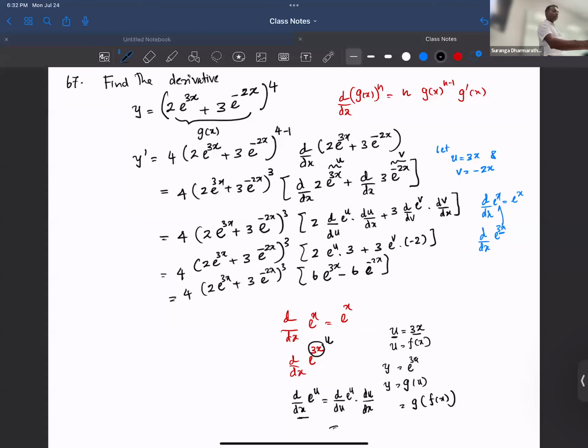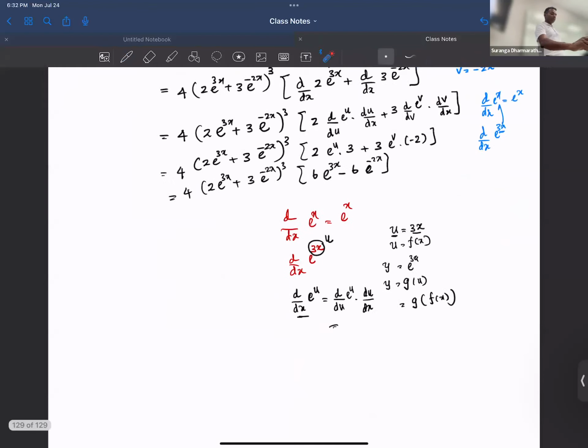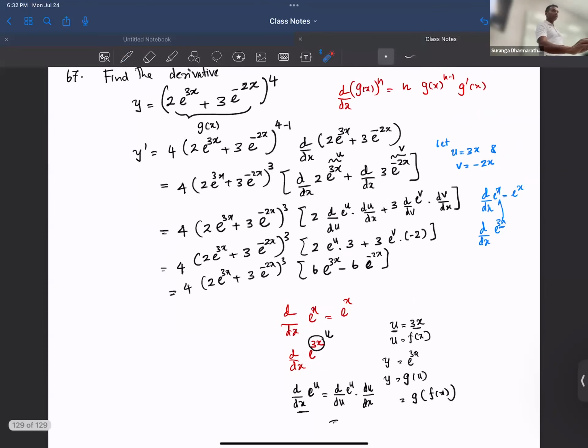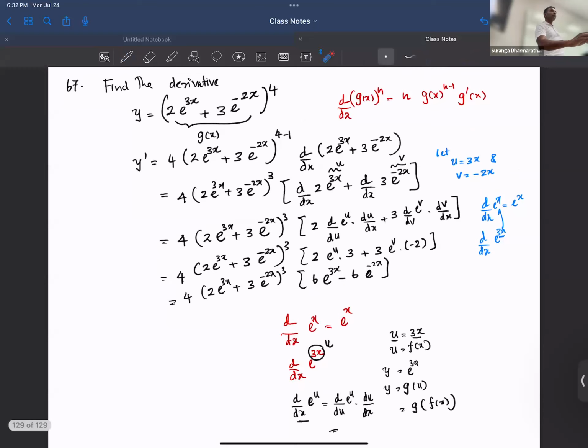Now, without using this power rule, you can use the chain rule once again here at the beginning, and then you can get the same answer. Right? Does that make sense? Now, if I were to use the chain rule, I'll show you that one as well. Did you copy this down? Did you get the answer?